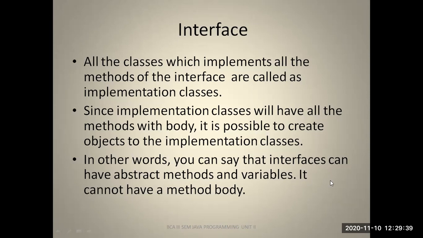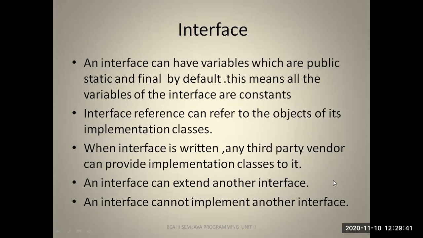Now, how will the variables look? Let us see. An interface can have variables which are public, static, and final by default. What do you mean by this? The variables which are part of interfaces should be public, static, as well as final. It means they are constant variables, which are utilized over the other classes.